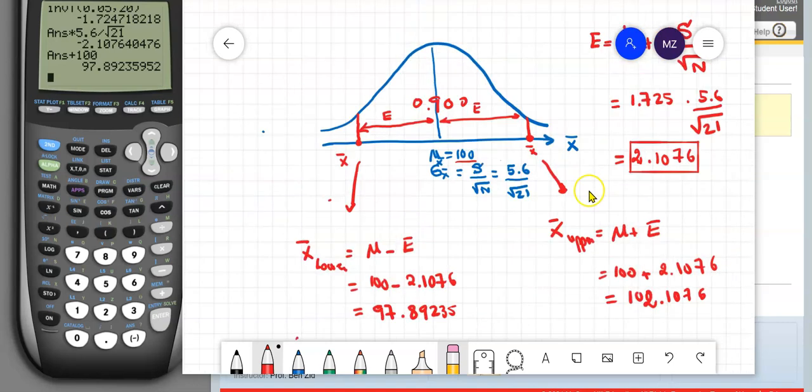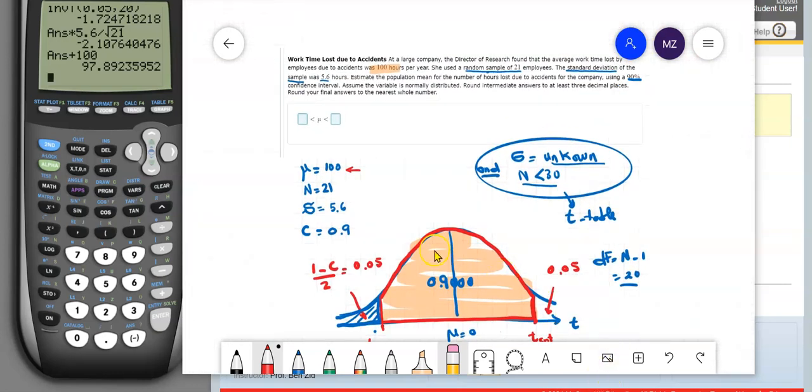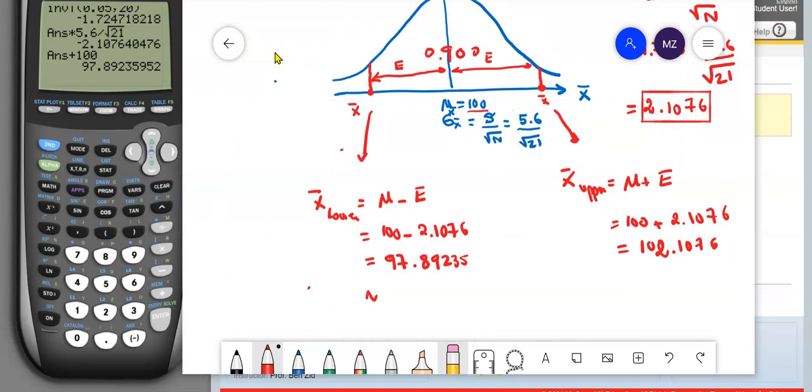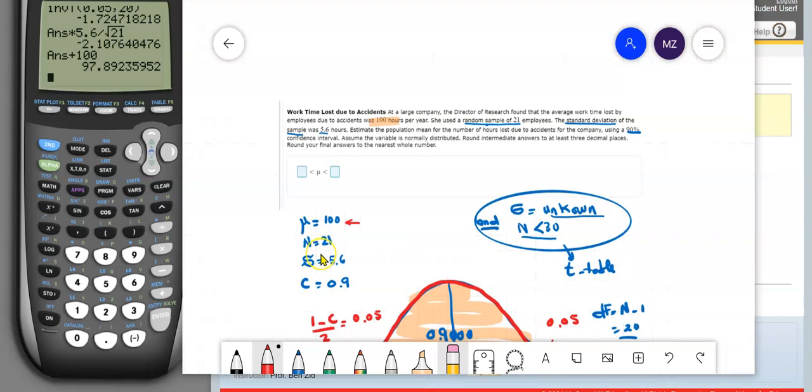I'm going to go and plug them in. So in here, if you see the lower one, they want to round intermediate values to at least 3 decimal places, and round the final answer to the nearest whole number. So what is the nearest whole number for this? Whenever you round it, it's going to be 98. The nearest whole number to this is going to be 102. So this is what would be your answer, 98 to 102. So you're going to go back to the question and plug in the two numbers. This here is going to be 98 and this one over here 102.